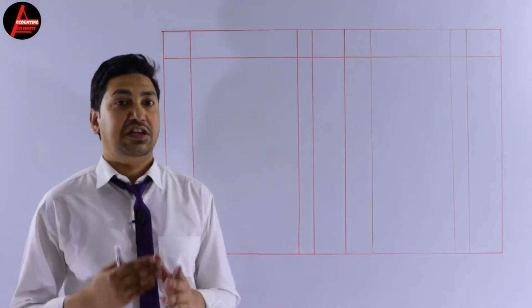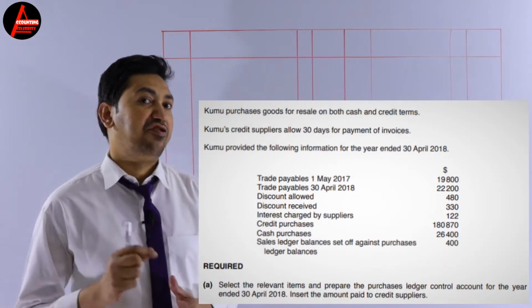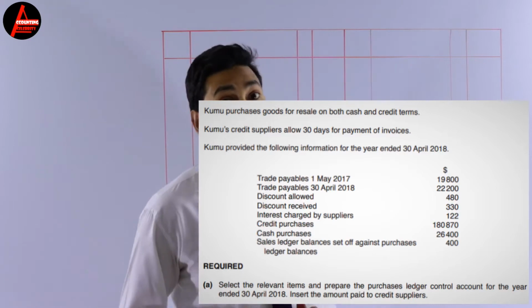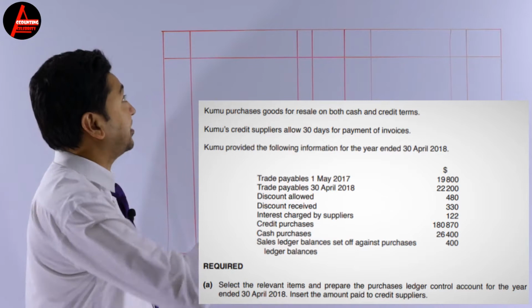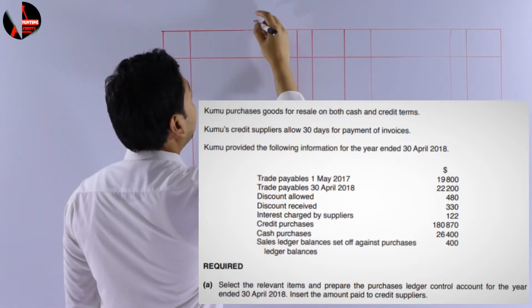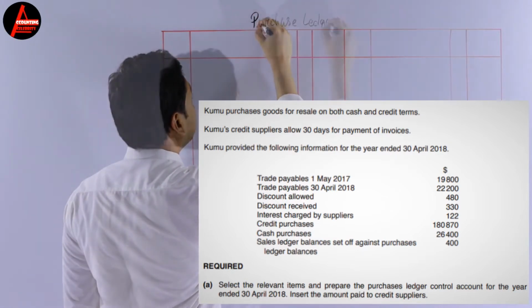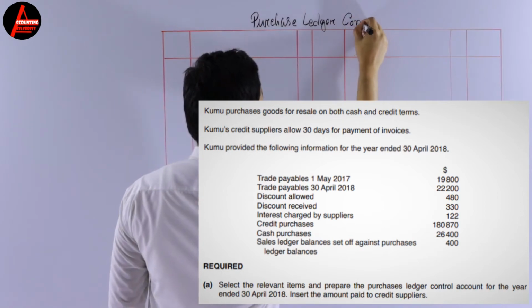Okay, so this is the question here. You can see this question is taken from the IGCSE accounting first paper. Okay, so let us start here. It will be purchase ledger control account.